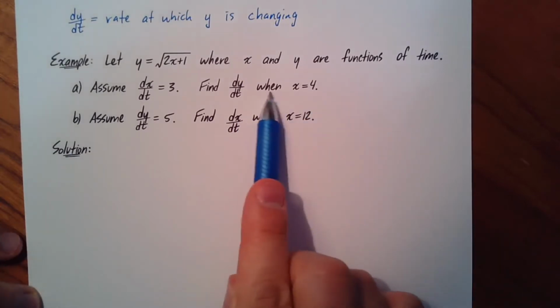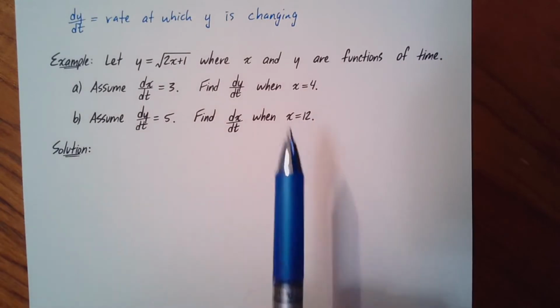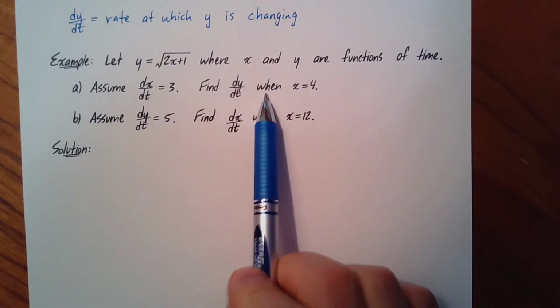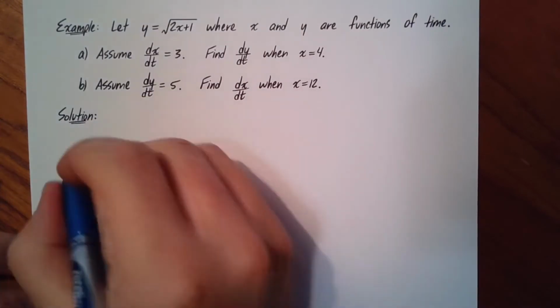So notice instead of just saying when, I said at the particular moment in time when x is equal to 4. And that's really how you should interpret that word when here. I'm using the word when just to keep things as brief as possible, but really that's how you should interpret it. Okay, well how are we going to solve this? That's the question. So let's do that.